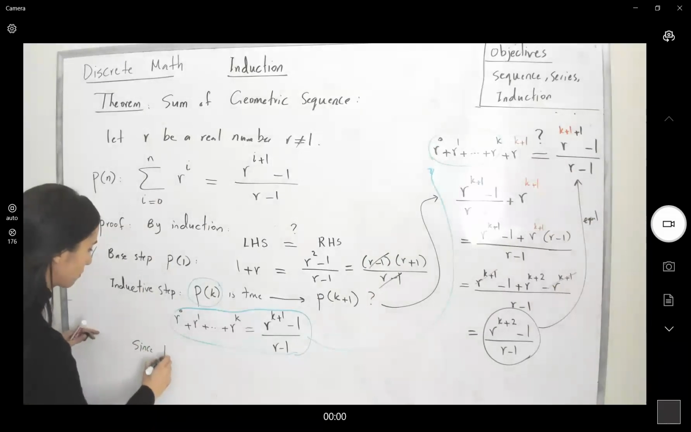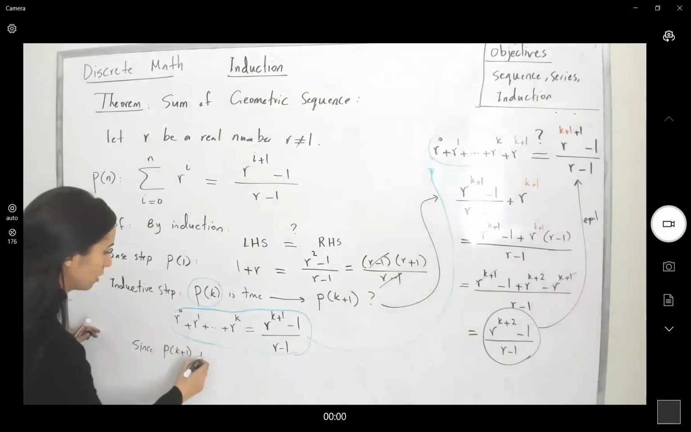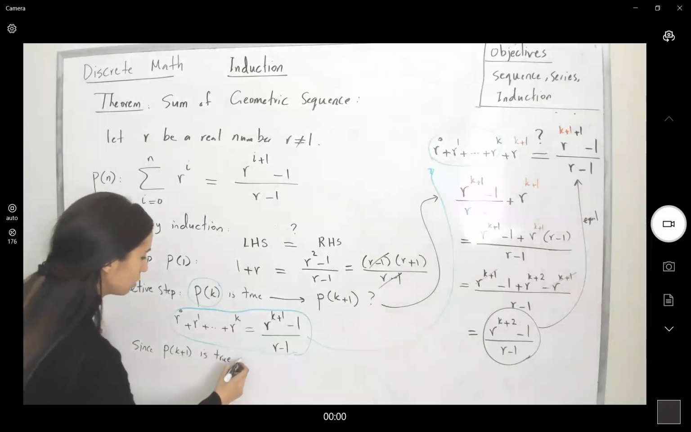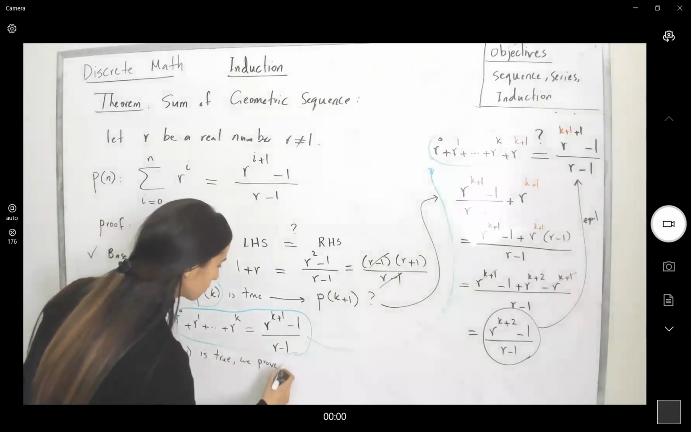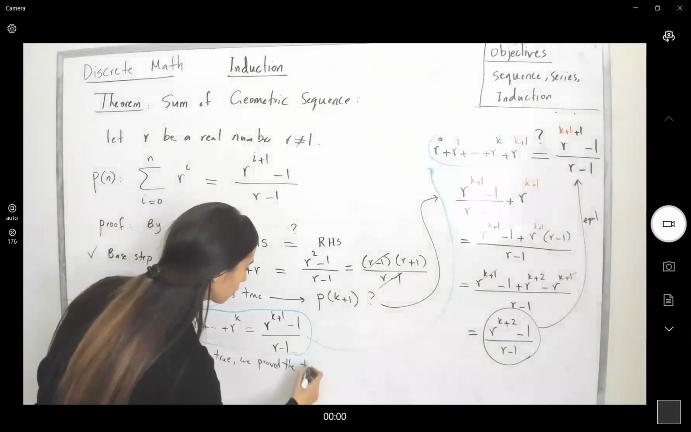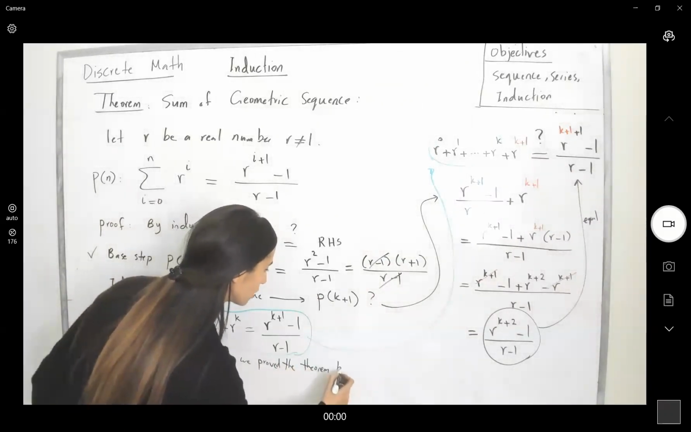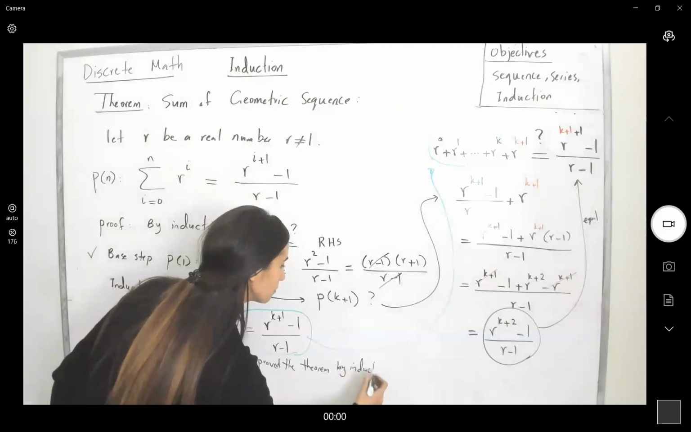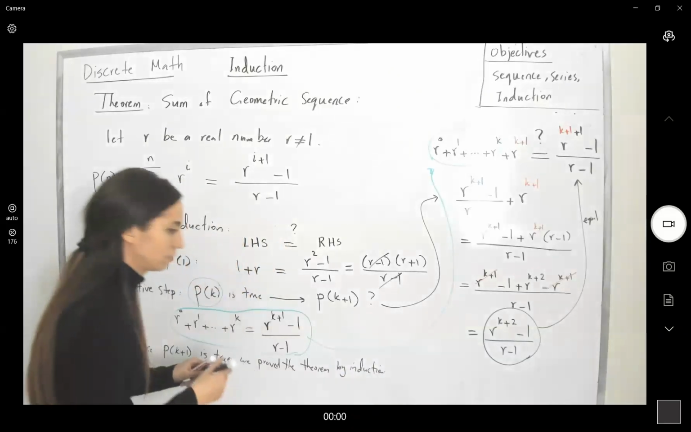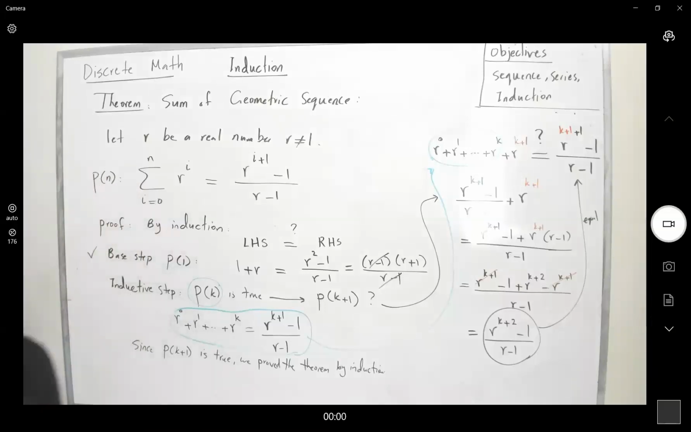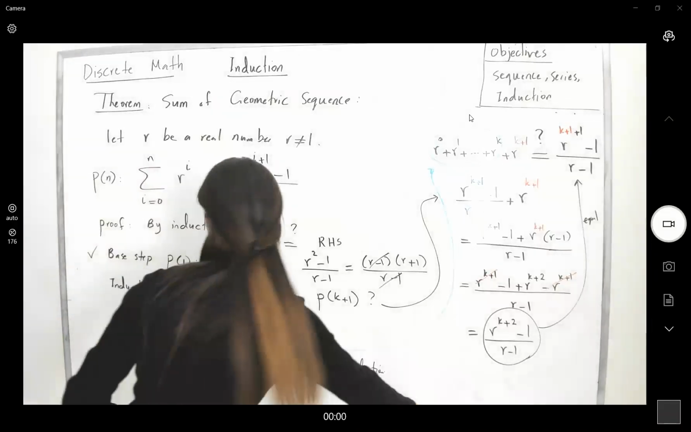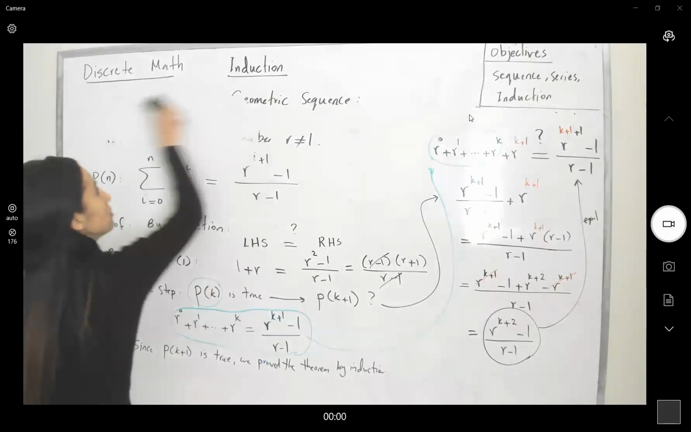Since P of k plus 1 is true, we prove the theorem by induction. So here you have substitution. You can also use subtraction. Both of them are working here.